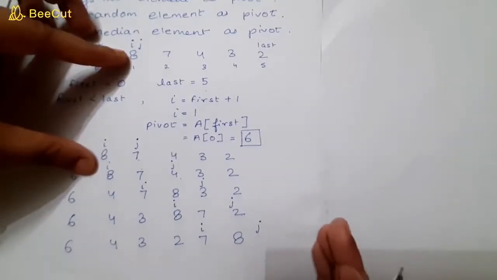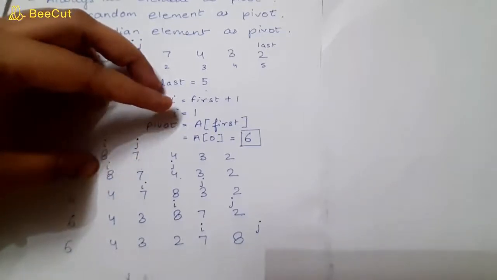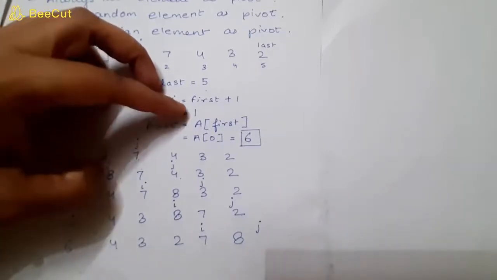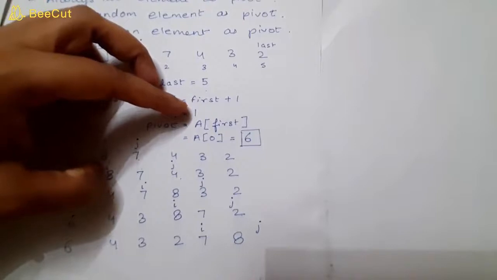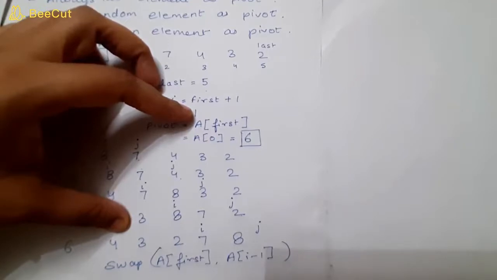So what will happen in this case, the loop will become false and the loop will stop. When the loop stops, what you have to do is swap a of first with a of I minus 1. This is what you have to do.